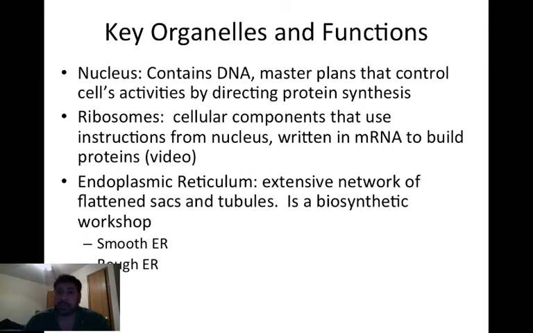Then we have the endoplasmic reticulum. Remember, the extensive network of flattened sacs and tubules is a biosynthetic workshop and is composed of a smooth ER and rough ER. And understand what the key difference is between a smooth endoplasmic reticulum versus a rough endoplasmic reticulum.